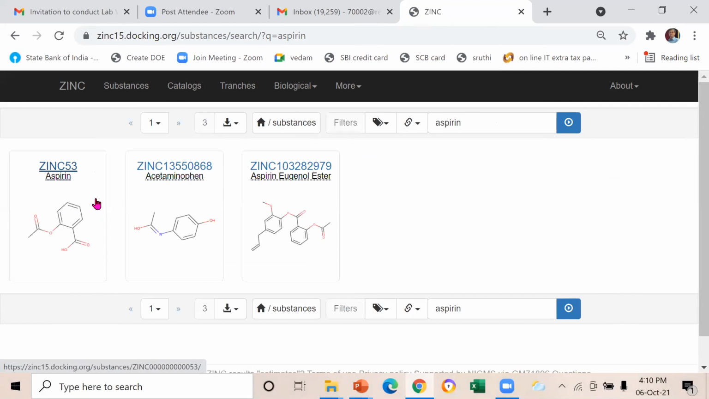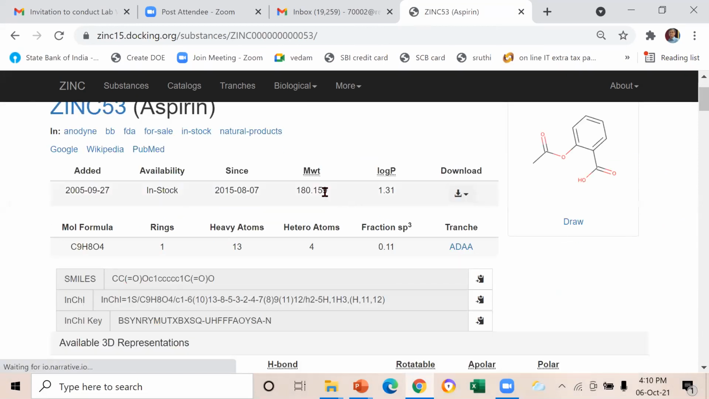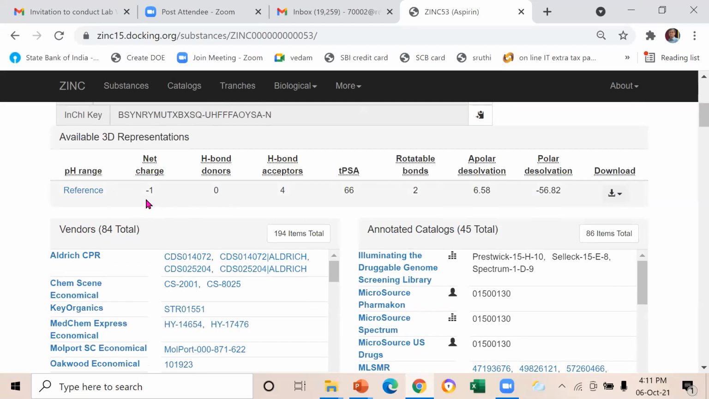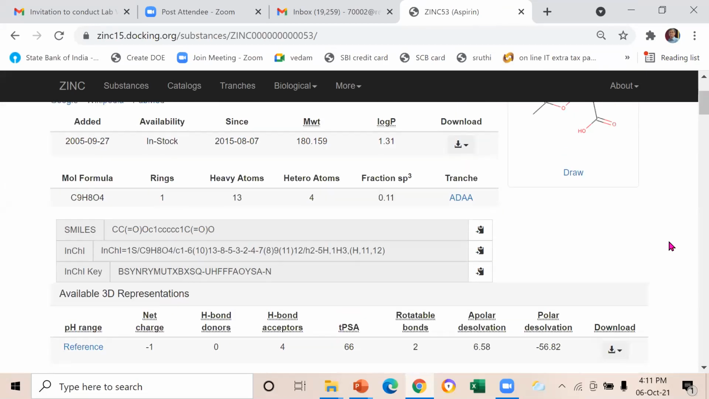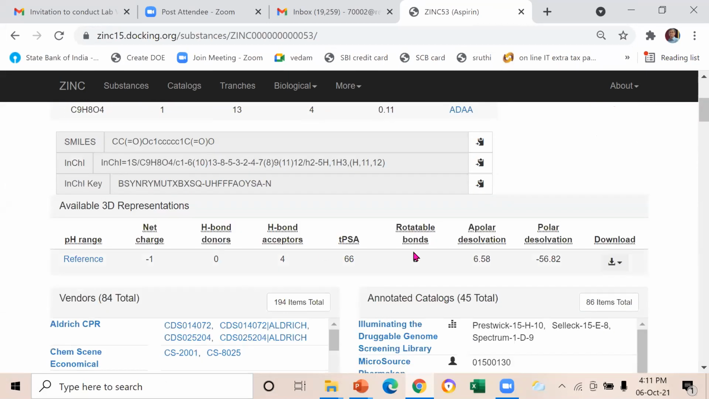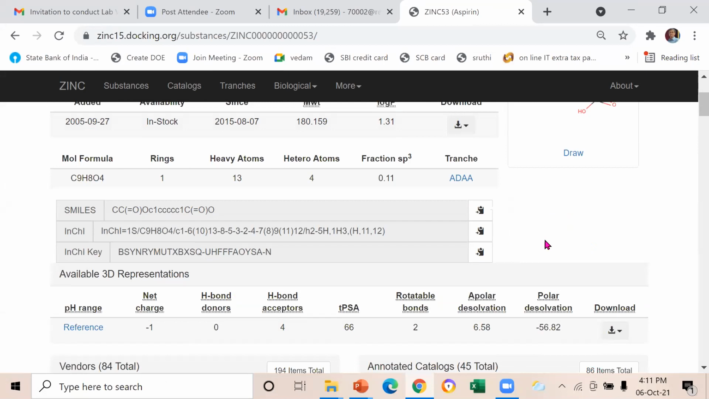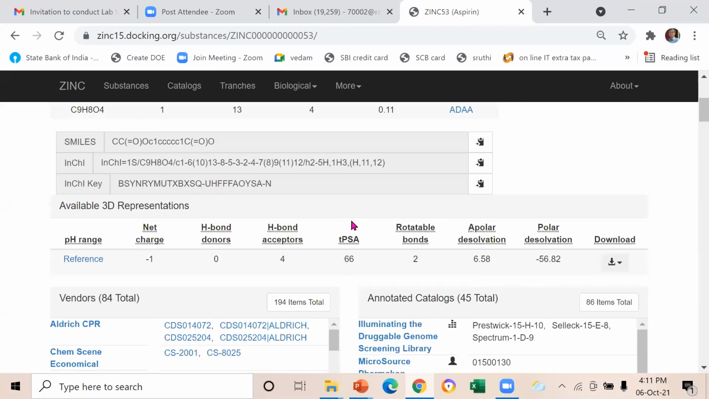So you have the acetylsalicylic acid. Some of the properties are given here: molecular weight, log P, the hydrophobic-hydrophilic balance, molecular formula, number of rings, heavy atoms, heteroatoms. Then it gives you net charge, because here you have the OH, which could be dissociating at acidic pH. Hydrogen bond donors, acceptors. It's got 4 acceptors: 1, 2, 3, 4. And total polar surface area. We will talk about this quite a lot later.